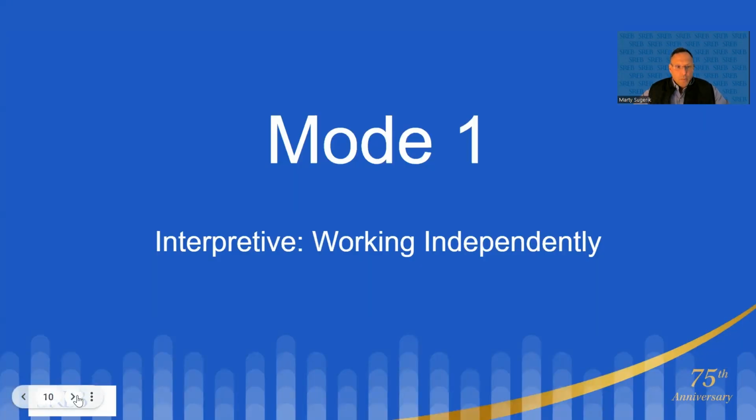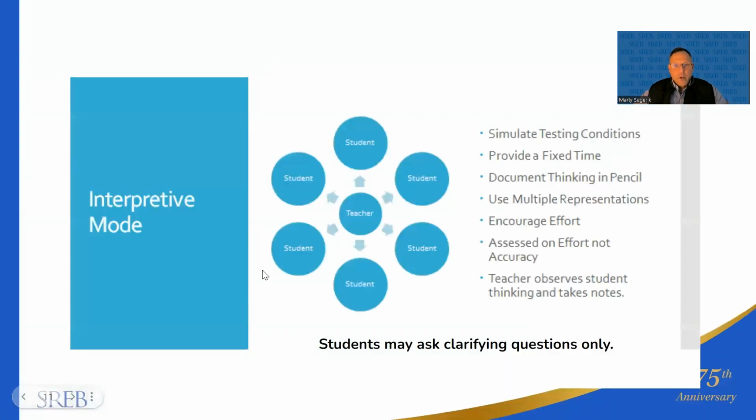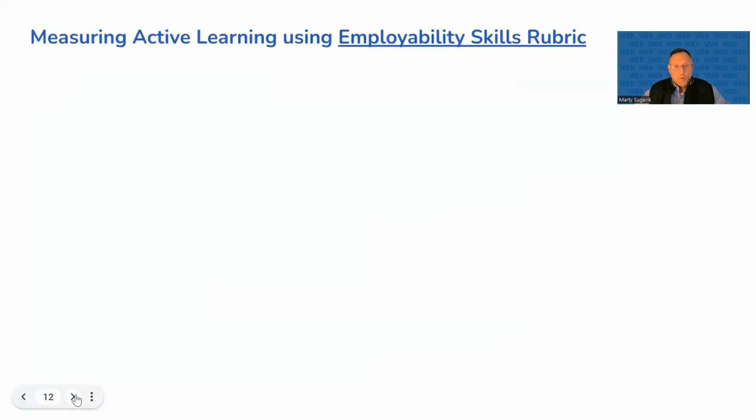Mode one is interpretive, working independently, right? I put in a diagram here, and basically we're going to simulate students working by themselves. You could put kids into testing conditions, give them a fixed time, and have them work on just the first question in leaky faucet. We don't want to overwhelm them with everything. Let's just start with question one. After they move through that, we want to go in.